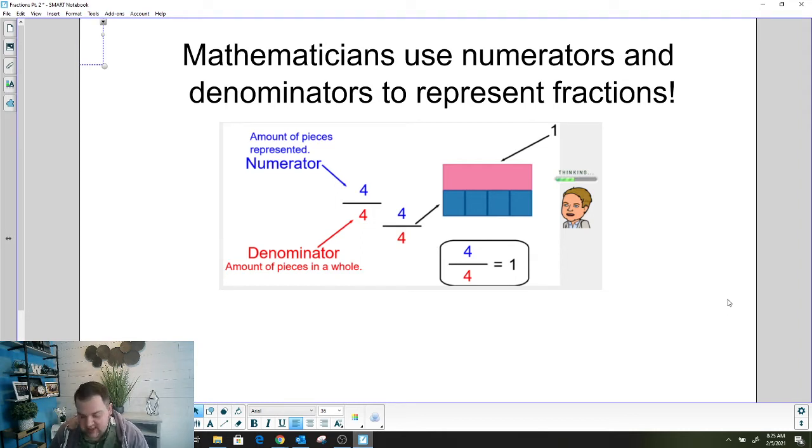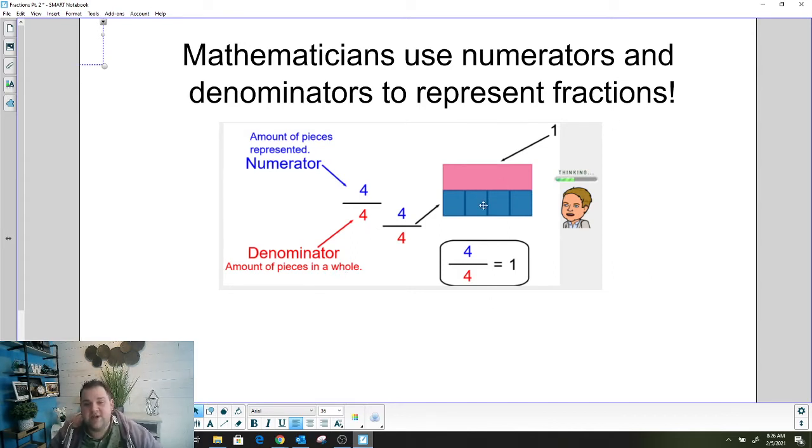So, mathematicians use numerators and denominators to represent fractions. And they can also represent whole numbers, which we've practiced in our unit of study and in our mini lesson today. And you guys are ready to work even more on it today. So in a fraction, the numerator represents the amount of pieces that are represented, and that's the top number right here. The denominator is the bottom of our fraction, and it's the amount of pieces in one whole.